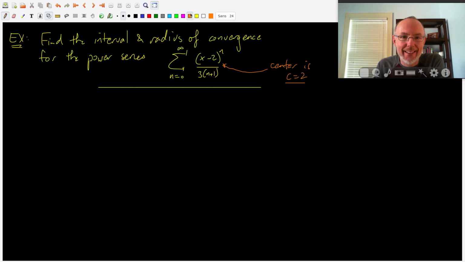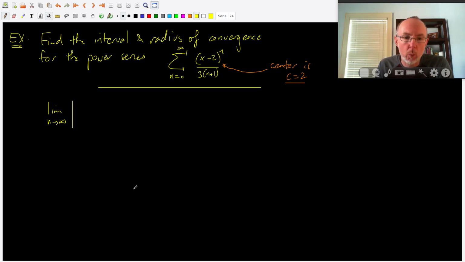So let's then take this and apply our tests. We want to know the radius of convergence, so we begin by using the ratio test. The ratio of consecutive terms in that limit is going to give us the radius of convergence every time, just like it did in the previous example.